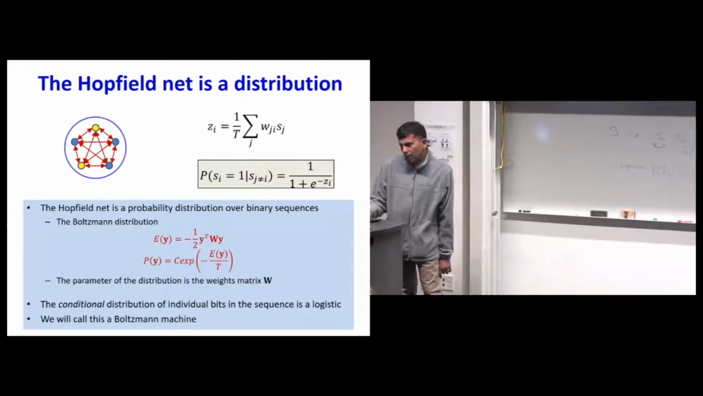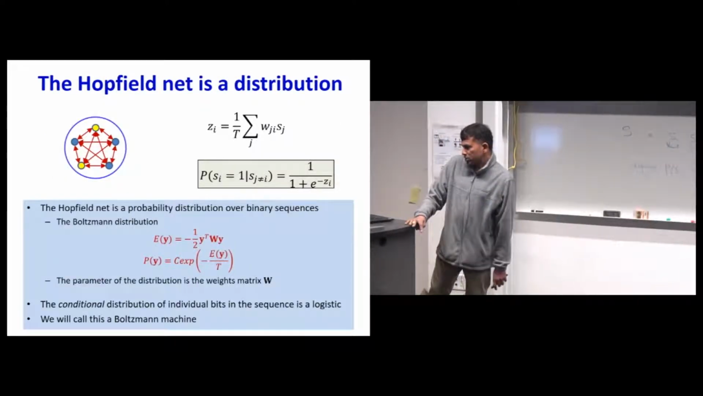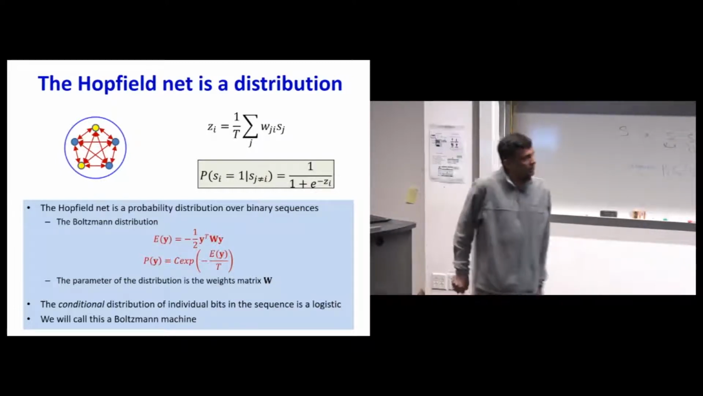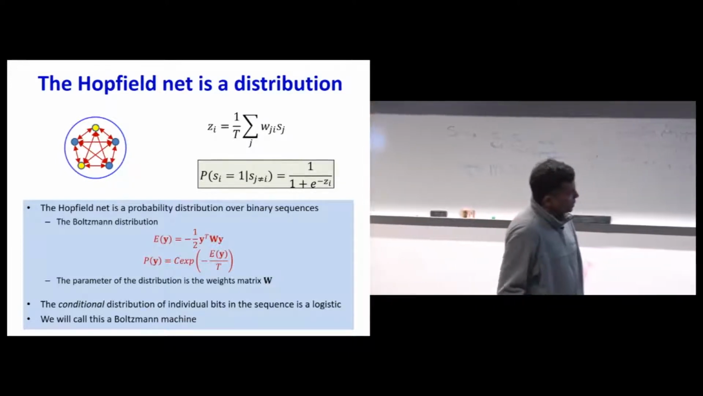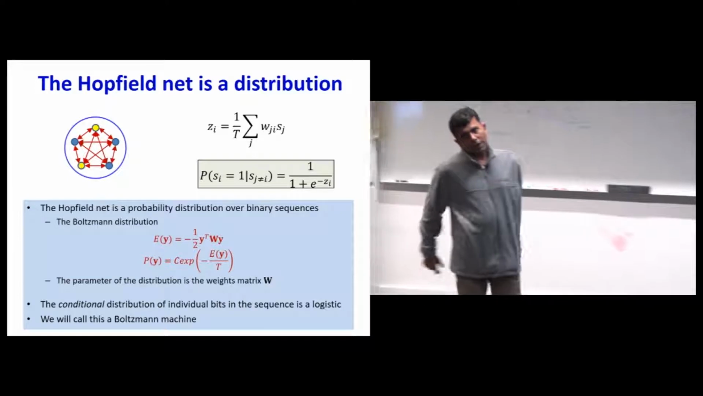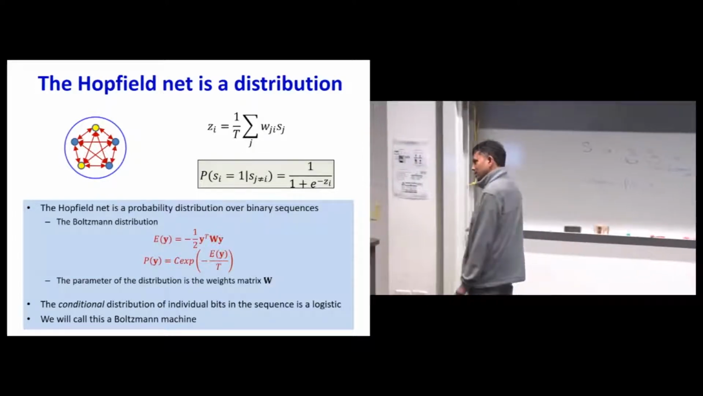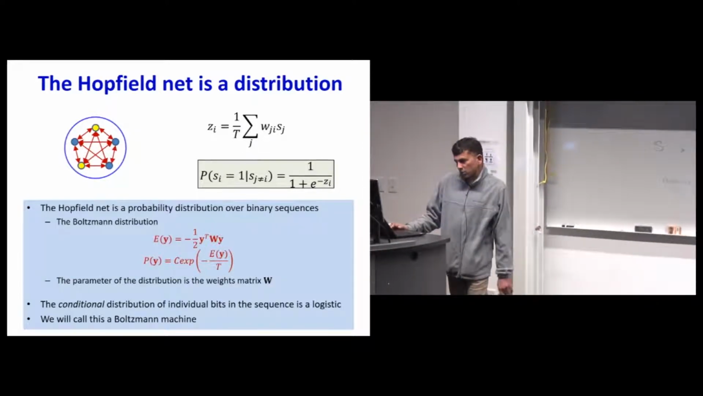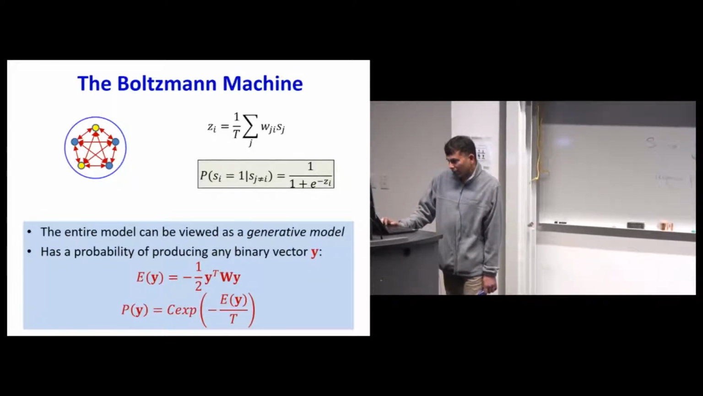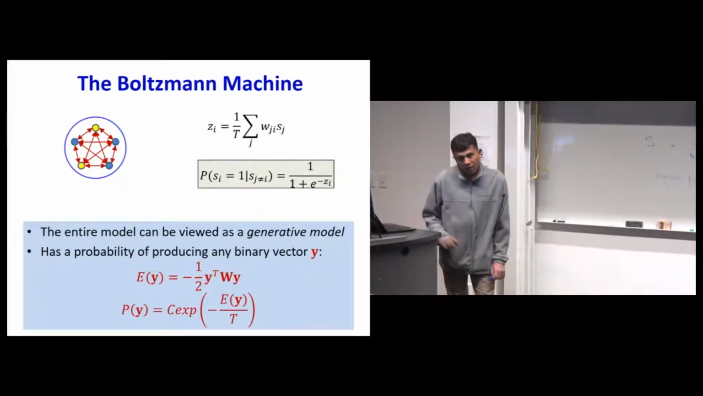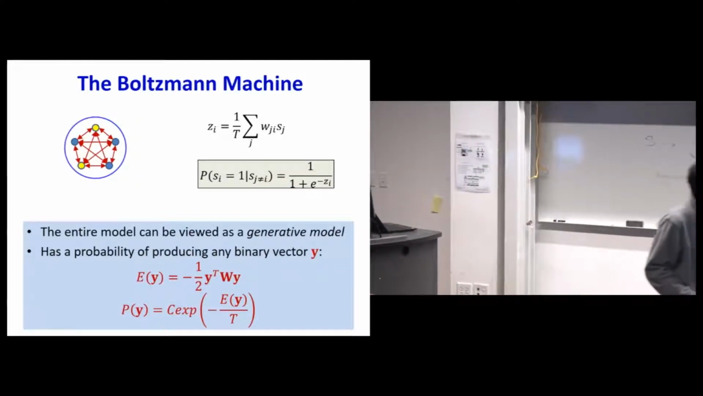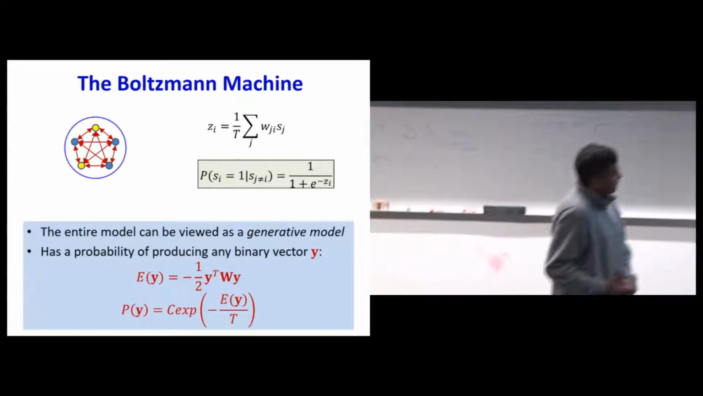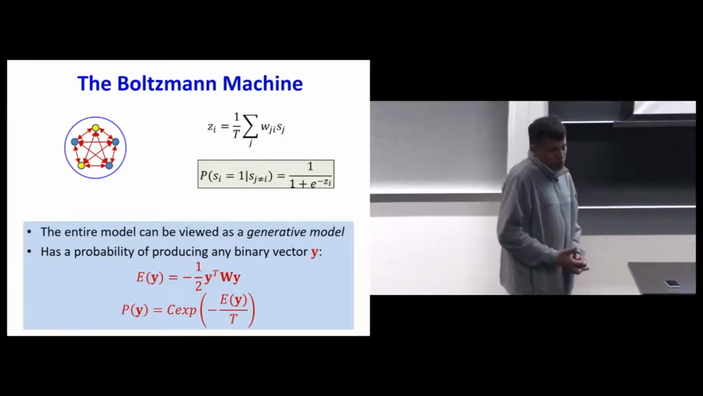So the Hopfield net is a binary distribution over binary sequences. It is a Boltzmann distribution, and the conditional distribution of the individual bits in the sequence is a logistic. We're going to call this whole thing a Boltzmann machine because it's implementing the Boltzmann distribution, right? And of course, we can view this whole thing as a generative model, where the probability of producing any binary vector y is given by the Boltzmann distribution.